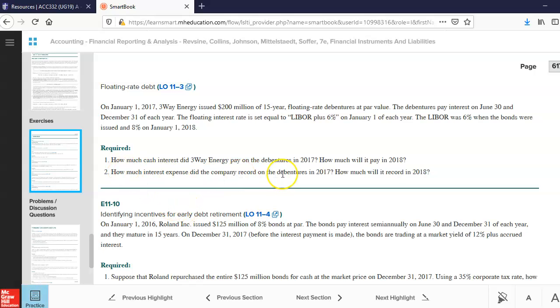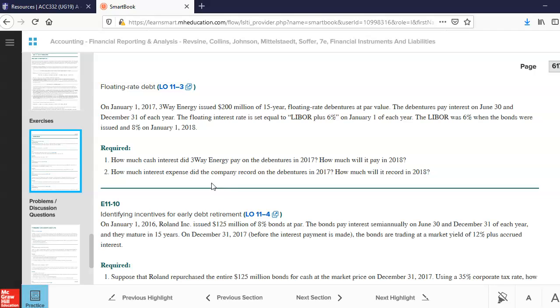Now, question 2 is kind of a trick question. How much interest expense did they record in 17 and 18? The nice thing about these bonds is there is no discount or premium to amortize. So the cash paid is exactly the same amount as interest expense, which is not the case when a bond that does not have the floating rate is sold, and then interest is paid.